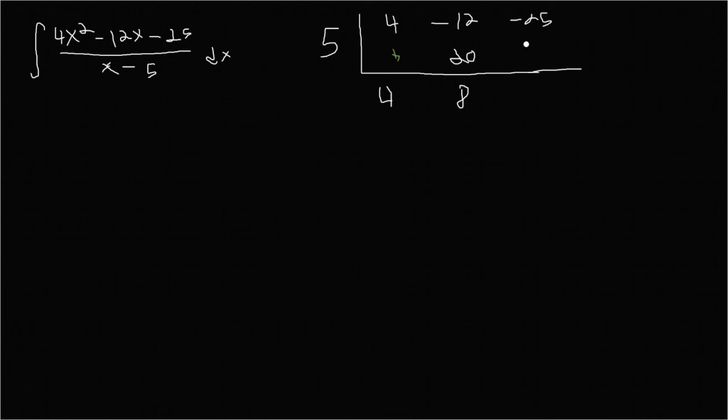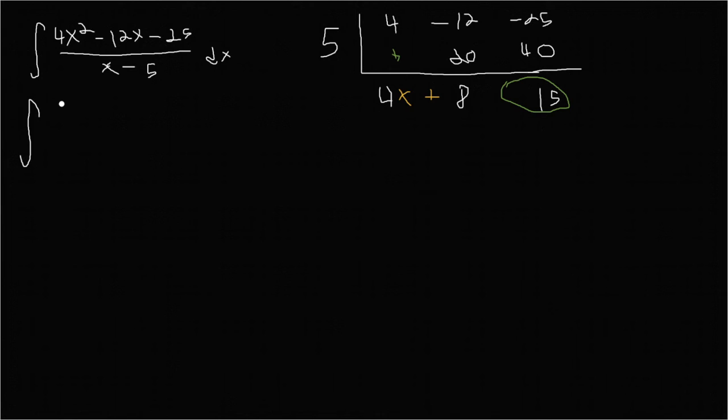And so then 5 times 8 is 40, leaving positive 15. I'm going to circle this, but it's not our answer, just so we can remember this in just a second. Because this is our remainder. If we divided this, we would have 4x plus 8, and then this would be our remainder over the denominator here. And so we're going to write that.